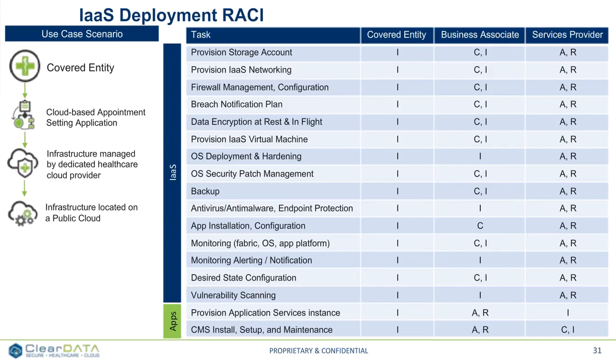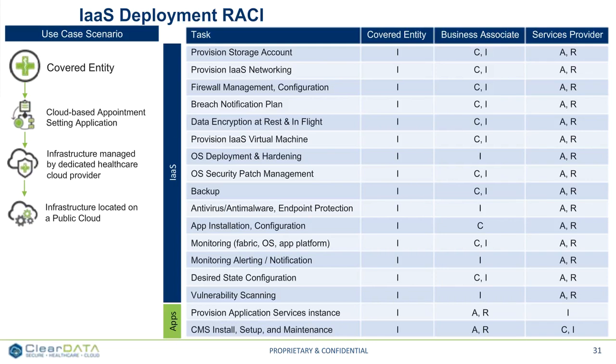So if I look at the RACI to the right, who's responsible for doing things like provisioning the storage and the networking and putting in place a breach notification plan that rolls up into the covered entity and the business associate.